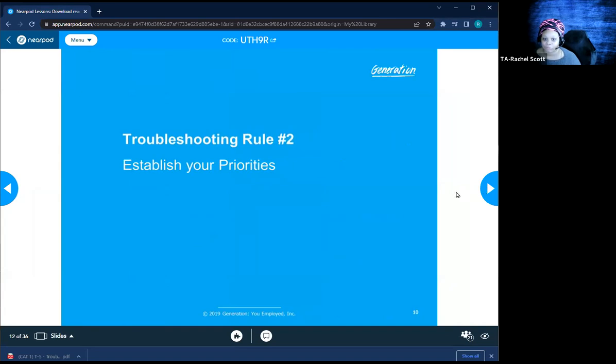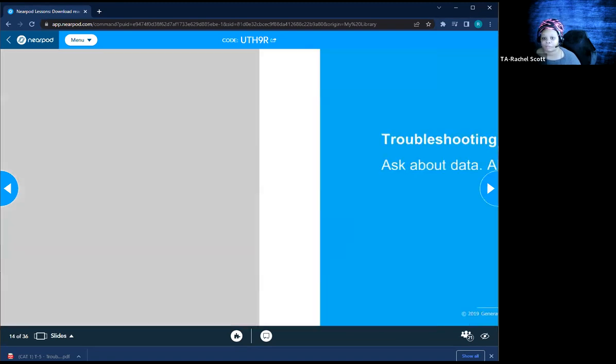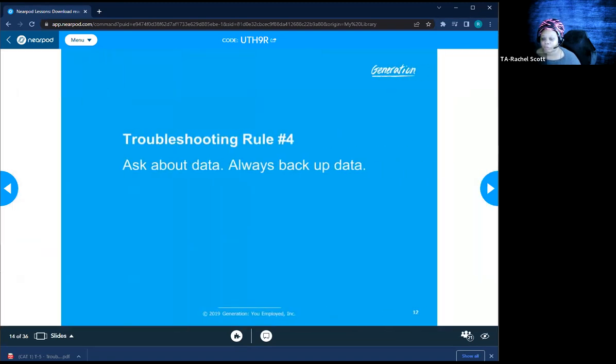Troubleshooting rule 2, establish your priorities. Troubleshooting rule 3, be aware of user error. And troubleshooting rule 4, ask about the data and always back up data. Why do we need to back up the data? I'd like to answer this one.